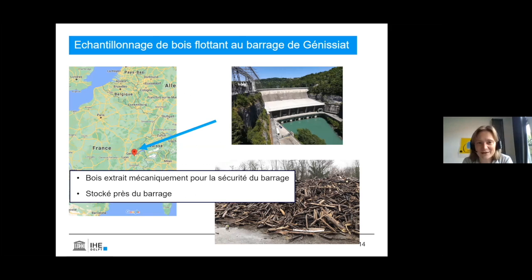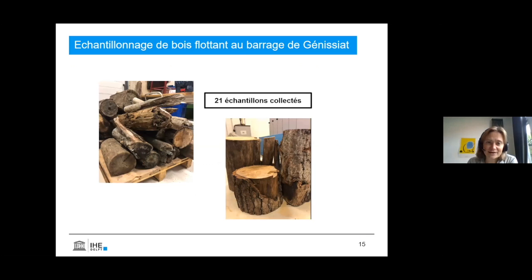So once again, I'm sure many of you are very familiar with the Génissiat Dam. As we said previously, the wood is extracted mechanically to keep the dam safe. It's stored near the dam. So the idea was to collect samples, more particularly 21 samples were collected a little over a year ago.